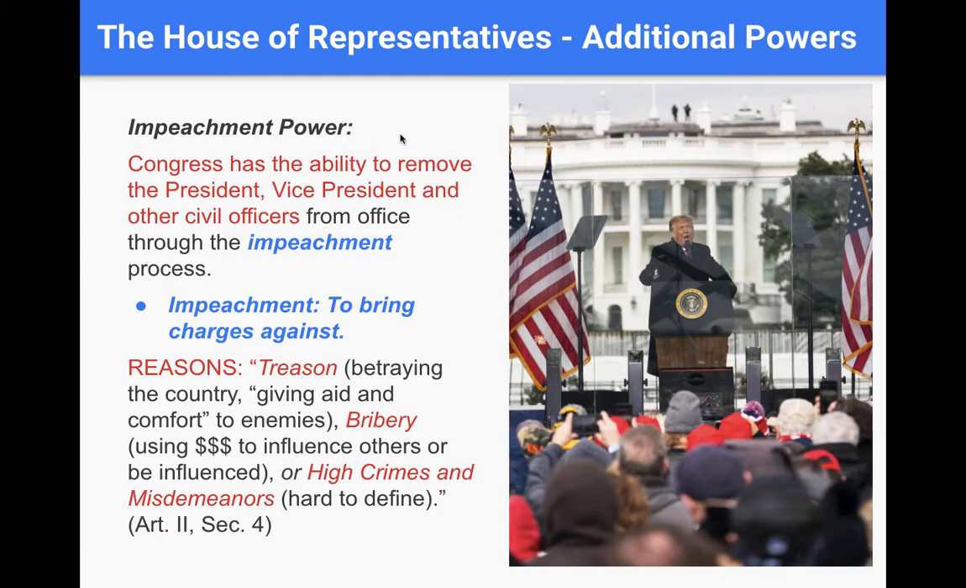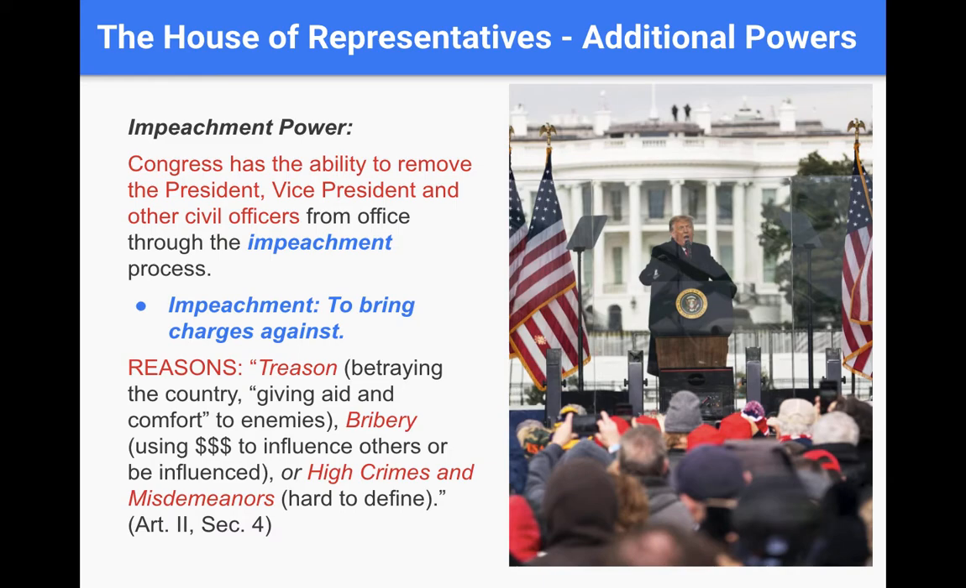Okay? Additional powers for the House of Representatives: they have the power of impeachment. Impeachment gets really, really confusing for a lot of people. A lot of people have the misconception that impeachment is removing someone from office. That is not the case. Impeachment is a two-part process, just like a criminal trial. That's the analogy I like to use a lot. In a criminal trial, if you get charged with a crime, right, that doesn't mean you're guilty. You still have to go through the actual trial itself to determine guilt. Impeachment is the same kind of process.